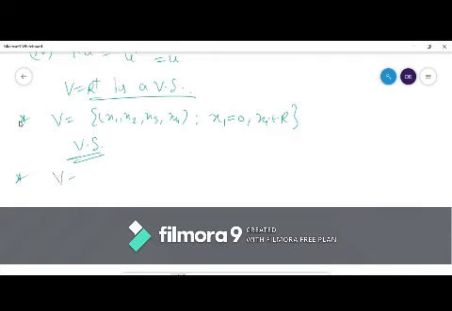Next one, V is of the form x1, x2, x3, x4, where x1 is less than 0 and xi's are real numbers. So is this a vector space or not?